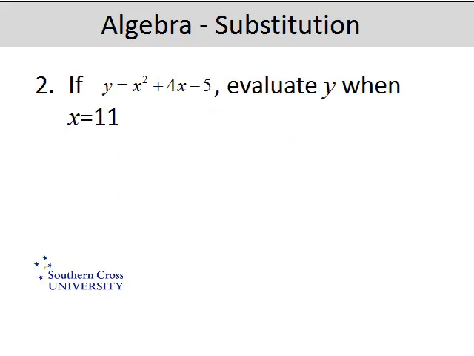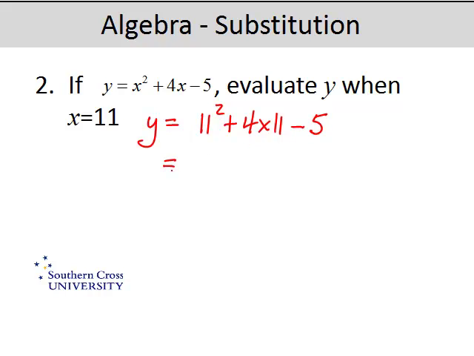The second question, we have an equation y equals x squared plus 4x take 5, and we're asked to evaluate y when x equals 11. So that means we're going to get y equals 11 squared plus 4 times 11 take away 5.